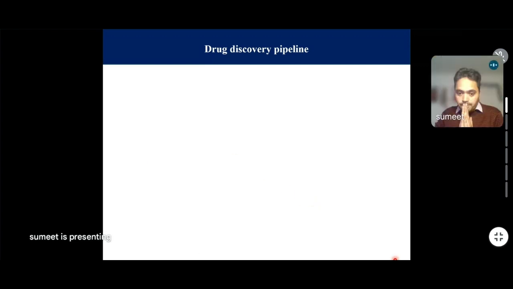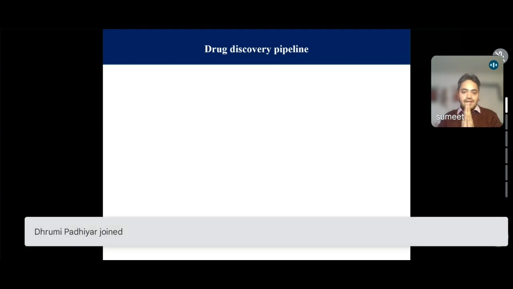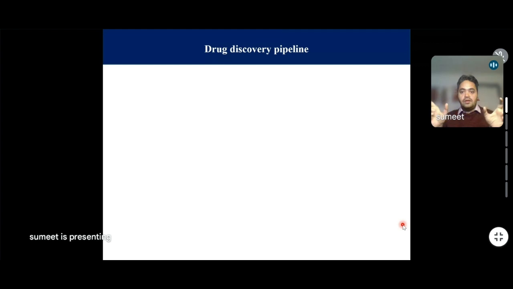Okay. Before I dive into the topic, there are two key elements which are important to understand before we learn about how that could be applicable in the drug discovery pipeline.